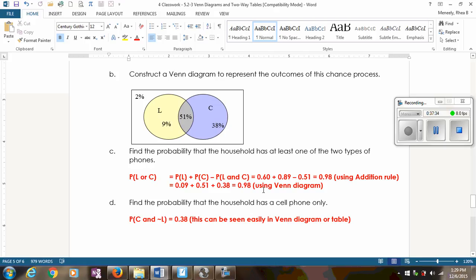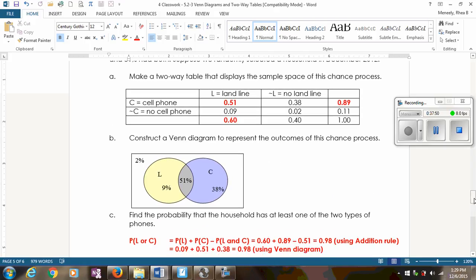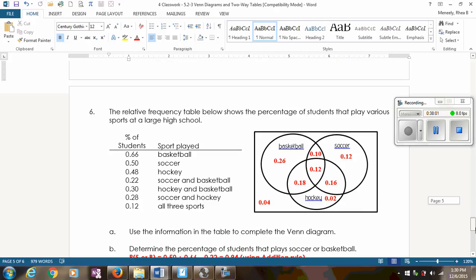Finding the probability that a household has a cell phone only, it's really obvious if I look in my Venn diagram, that's just going to be that 38% where we have a cell phone, but we're not in the circle of landline. And it's easy to see also in my two-way table, if I'm looking for just a cell phone but no landline, that means that I'm looking at, again, the 38% that have a cell phone and no landline. Okay, in the next problem, you have to be really careful because now we've got three events.